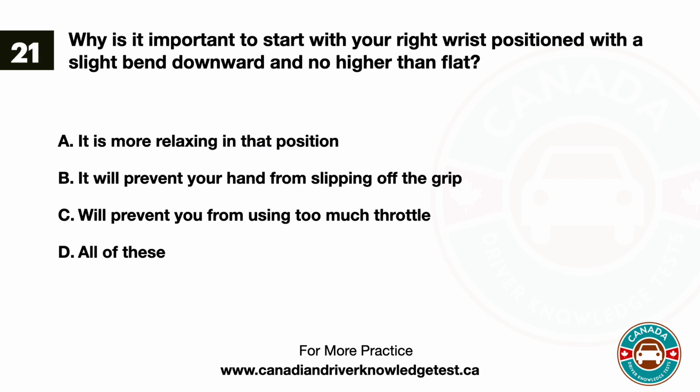Question 21. Why is it important to start with your right wrist positioned with a slight bend downward and no higher than flat? A. It is more relaxing in that position. B. It will prevent your hand from slipping off the grip. C. It will prevent you from using too much throttle. D. All of these. The answer is C. Will prevent you from using too much throttle.